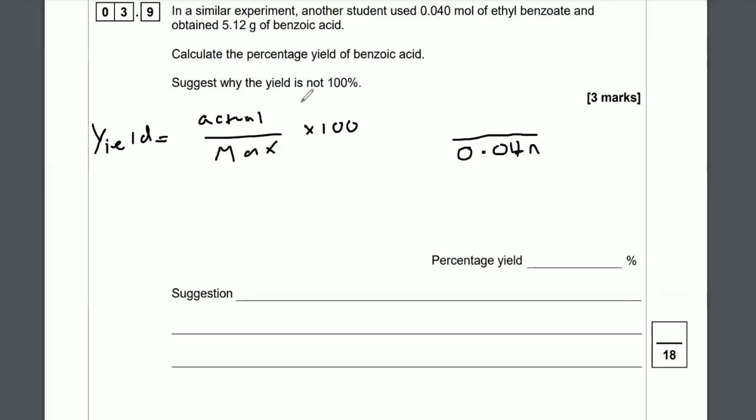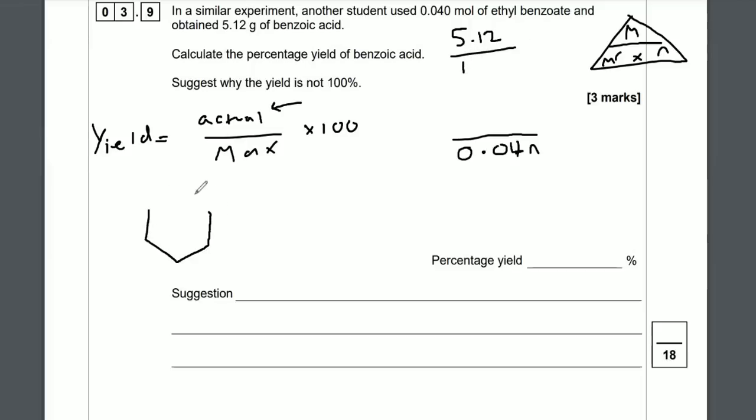So what have we got? We got 0.04 moles of ethyl benzoate. And as it's a one-to-one reaction with the ethyl benzoate to the benzoic acid, it was one-to-one when we look at the equation. This means that I should make 0.04 moles of benzoic acid. So 0.04 moles should be how much benzoic acid you make. So that can go underneath as my maximum.